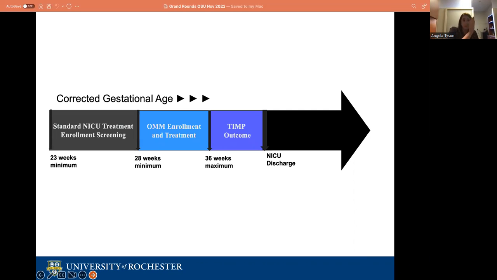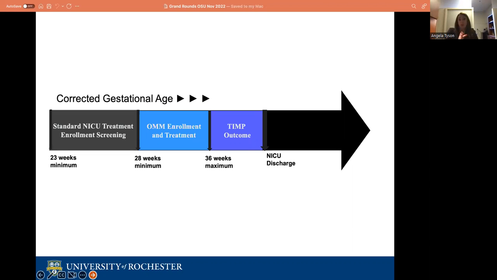So they have to be born at least 23 weeks. They can't be born earlier than that. We now do babies earlier than that. We did not when I started this study. And somewhere between 23 and 28 weeks, they get enrolled into the study. They can't have any of the exclusion criteria. And depending on the stability of the baby, I approach families when I think they're stable enough that they're going to be able to enroll. And I just enroll them and I don't do anything else.